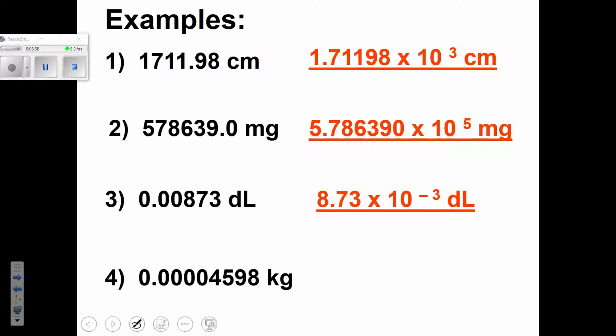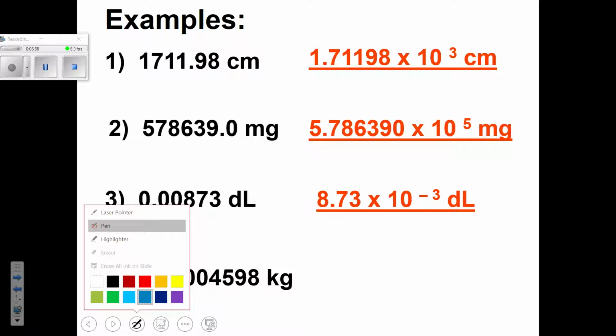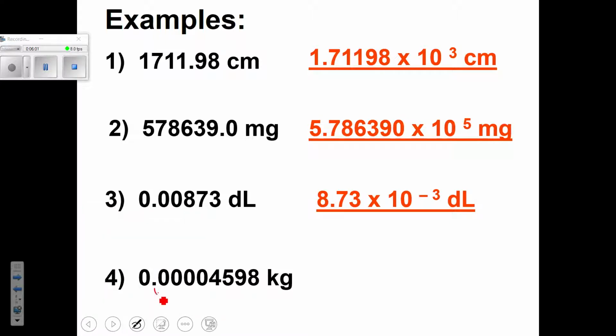Again, here's a similar problem. We are starting again with a decimal, small number, 1, 2, 3, 4, 5 times, so that it ends up behind the 4. Because we went 5 places to the right, our exponent will be negative this time.